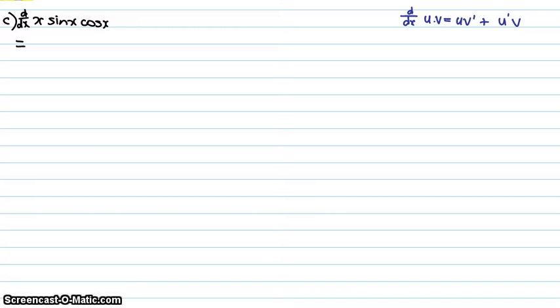How do I apply it here though? Well, I'm just going to have to apply it like this. Okay, so let's see how this happens. Firstly, let's differentiate the x. I get 1. Hold the other one constant. I get sine x cosine x. Plus, hold the x constant and then differentiate sine x cosine x.